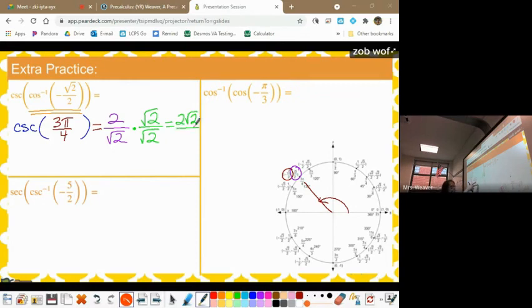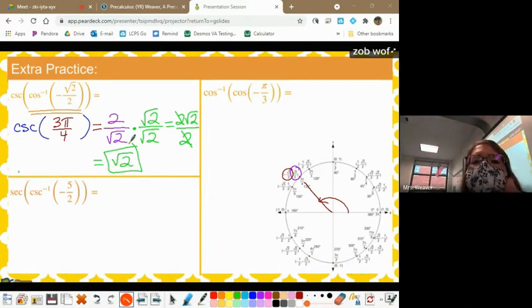In the denominator, root 2 times root 2, we're squaring the square root, so it undoes the radical and just gives us 2. It's the same as square root of 4, which is just 2. That works as well. So final answer, the 2 over 2 will cancel, and we just get square root of 2. So the cosecant of the angle whose cosine is negative root 2 over 2 is root 2.